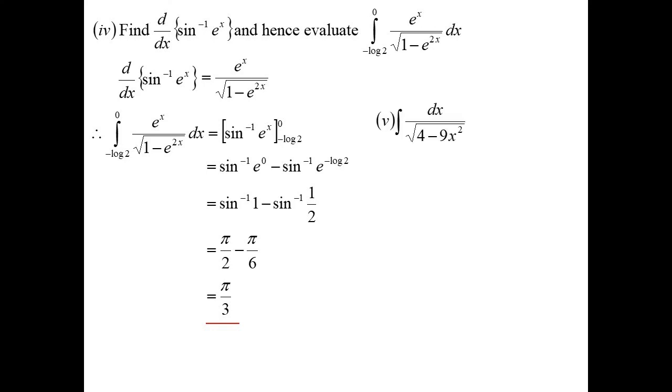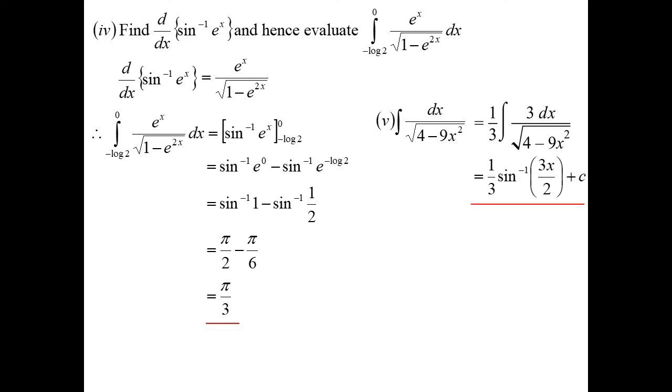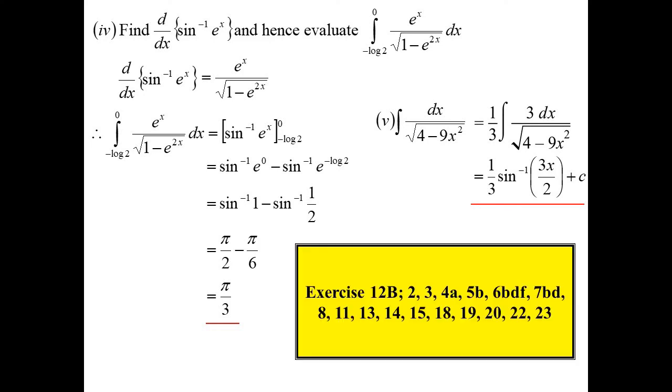Dx on the square root of 4 minus 9x squared. Okay, I want to create what on the top? The derivative. The function, remember, it's the function squared. So it's not the derivative of 9x squared I'm looking for, it's the derivative of 3x I'm looking for, because it's the function squared. So 3 will go on the top, a third will go out the front. And now I have it in that form, so I can now say a third inverse sine function x on a, so it's over 2. So 12b will play with the integration.